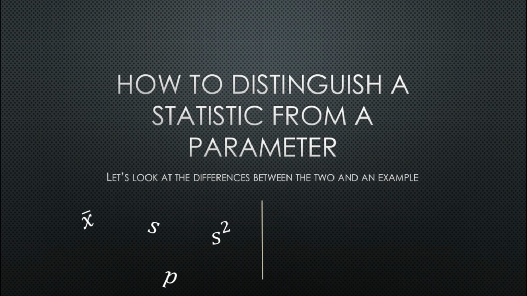Perhaps you have come across these symbols such as x bar, s, s squared, and lowercase p in statistics. Also, you might have come across the following symbols, that is sigma squared, sigma, mu, and uppercase P. We shall have a look at these symbols and see where they belong.